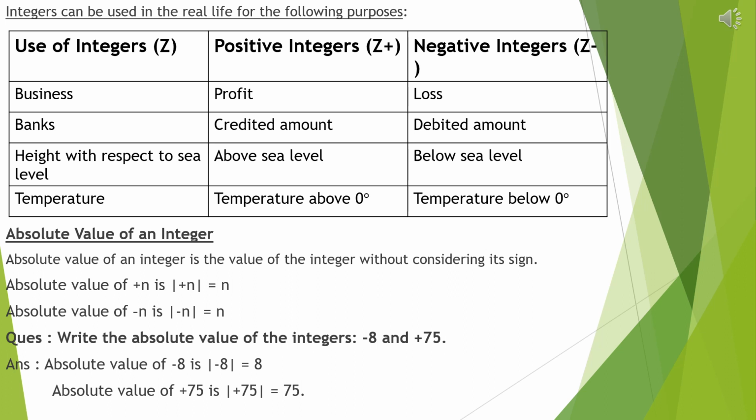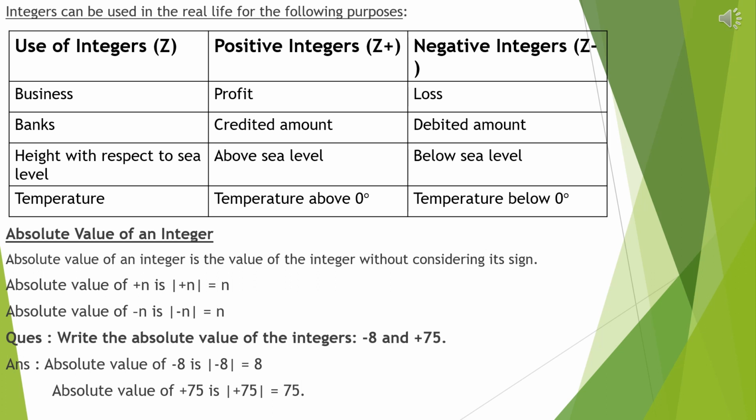Now let's understand the absolute value of an integer. The absolute value of an integer is the value of the integer without considering its sign. The absolute value of plus n is n, and the absolute value of minus n is n. That means while finding the absolute value of an integer, we never consider the sign. We only consider the value.